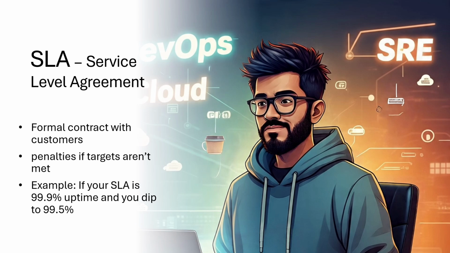Remember, there will be penalties if this agreement isn't met, and that is termed as SLA breach. For example, if your service uptime is 99.99%, you would make an agreement with your customer that my service uptime is 99.9% in order to avoid SLA breach.